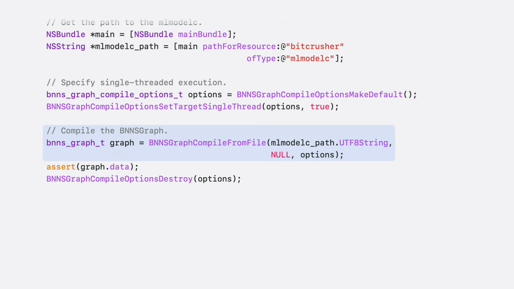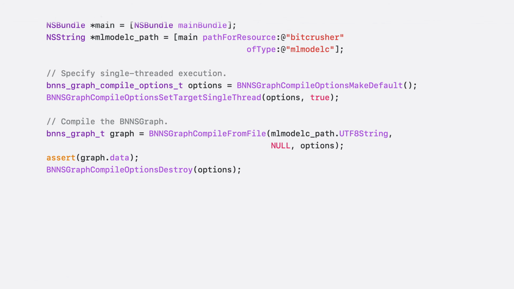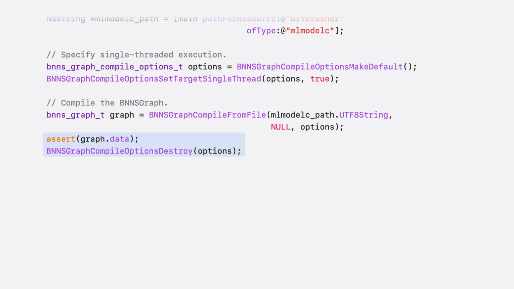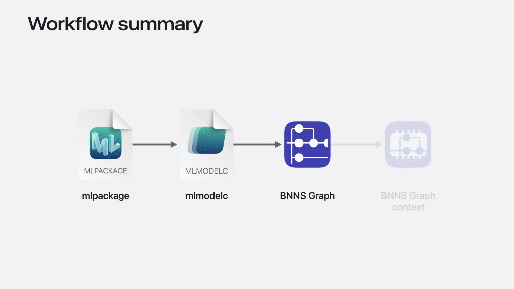Now I'll use the compilation options and the path to the ML Model C file to compile the graph. The graph compiled from file function creates a graph. Note that I pass null as the second argument to specify that the operation compiles all the functions in the source model. And when the compilation completes, I can safely deallocate the compilation options. So that's step 3 done. We have created the graph.